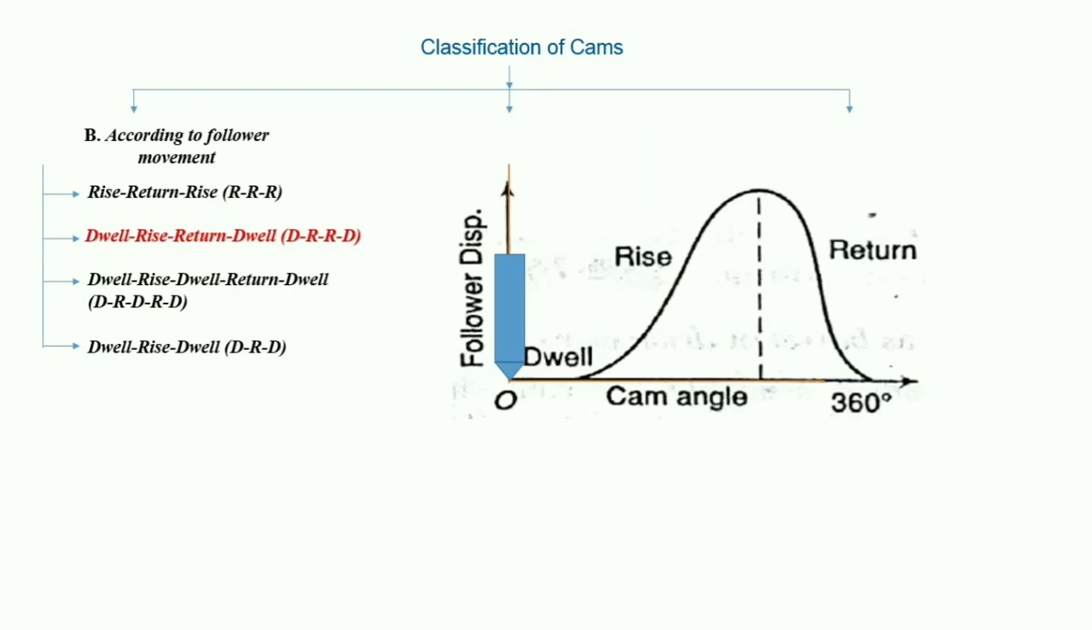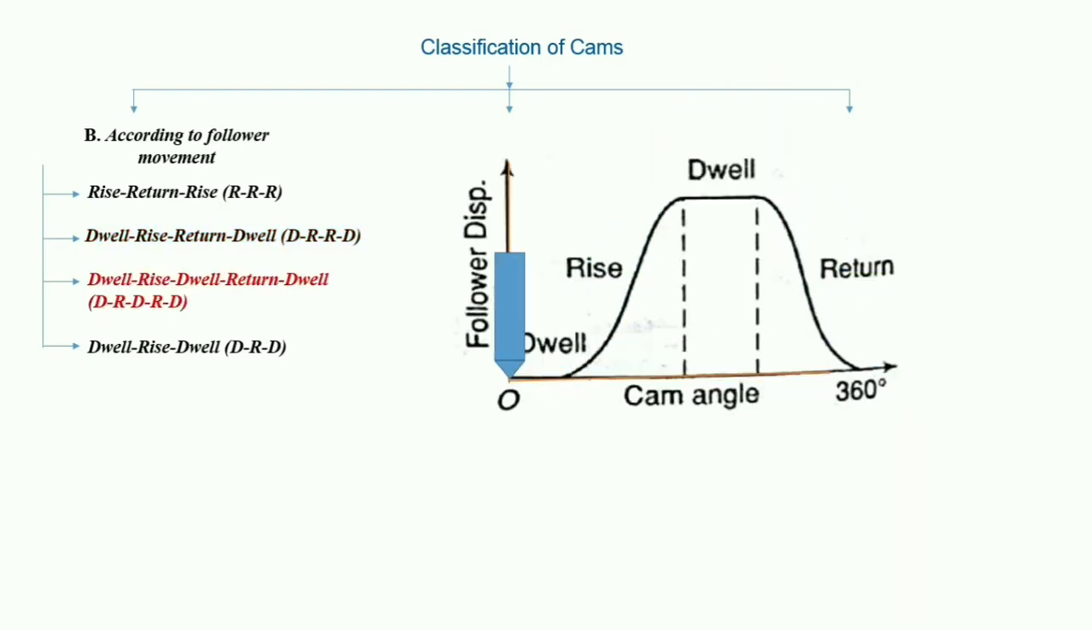After the second one is dwell, rise, return, dwell. So in this, a rise and return of the follower after dwell. So first dwell, rise, return, again dwell, rise, return. So this will be the motion of the follower.